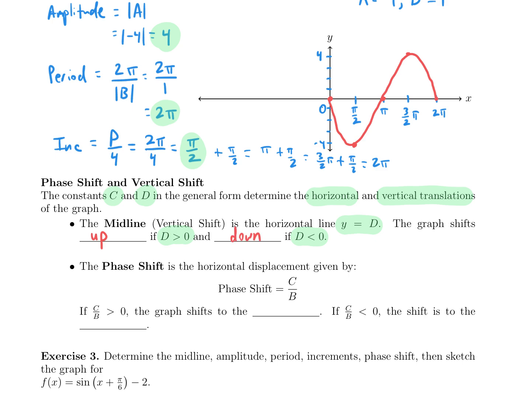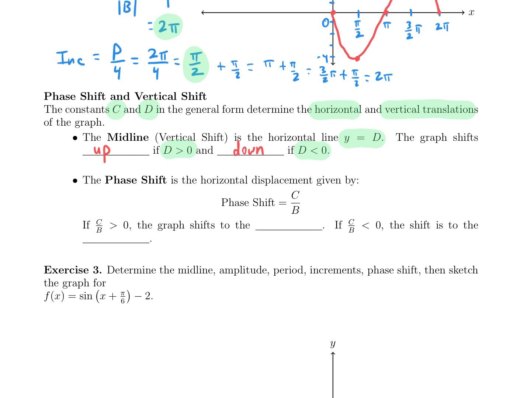Okay, there's also what's called the phase shift. That's just a horizontal translation or a horizontal shift. So the phase shift is a horizontal displacement. And so the formula for that is given by c over b. And so if c over b is positive, then the graph will shift to the right. And if the c over b is negative, then the graph is going to shift to the left.